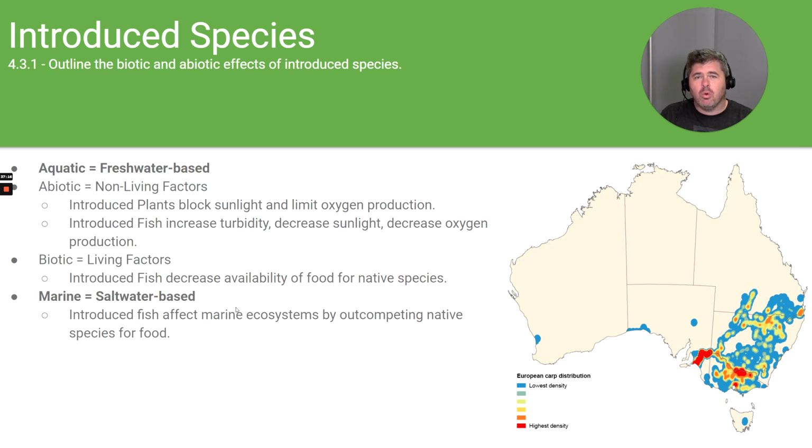And again, we've separated them into non-living factors and living factors. Marine are saltwater based. Now, introduced fish in marine ecosystems outcompete native species for food. Because the marine ecosystem is so massive, affecting factors such as abiotic is not as much a concern. I mean, it still is a concern, but it's not a higher priority as it would be in an aquatic ecosystem because of the sheer amount of space they have to work with. The biggest concern would be how they affect the food web by competing with native species.